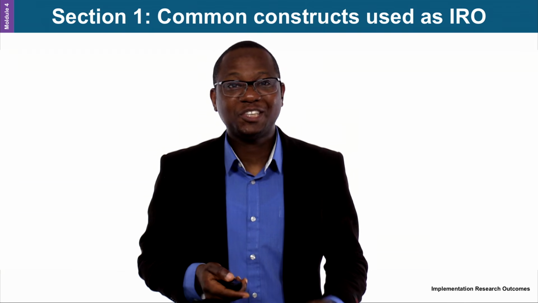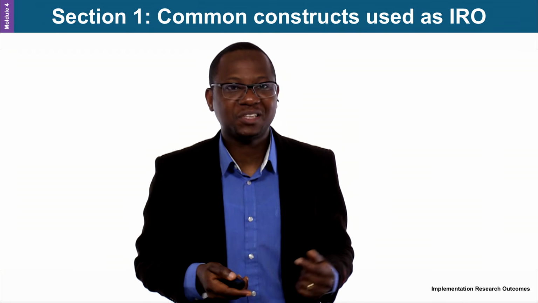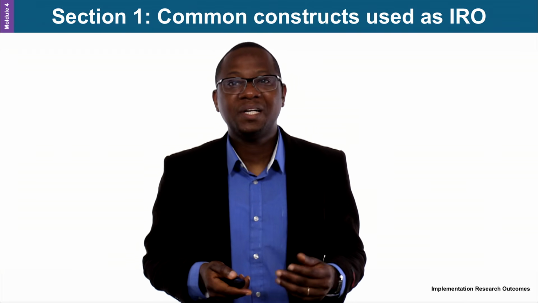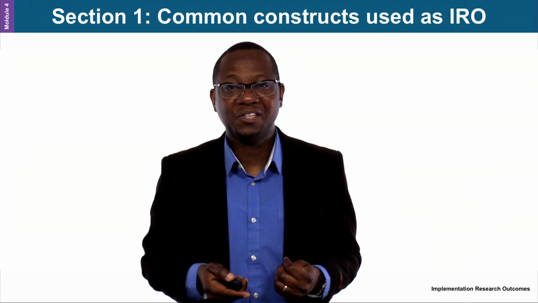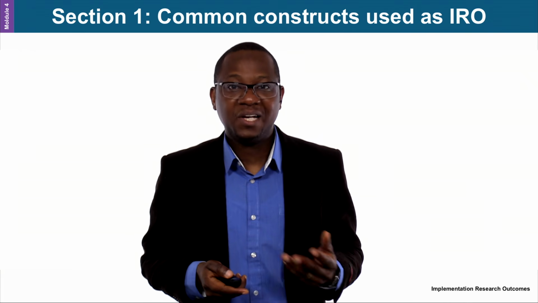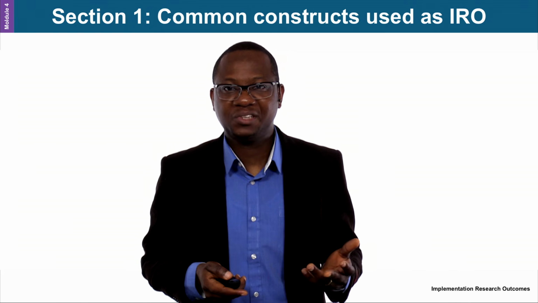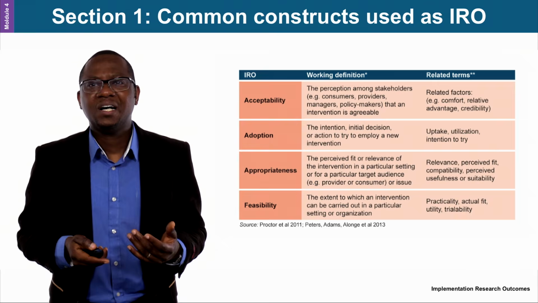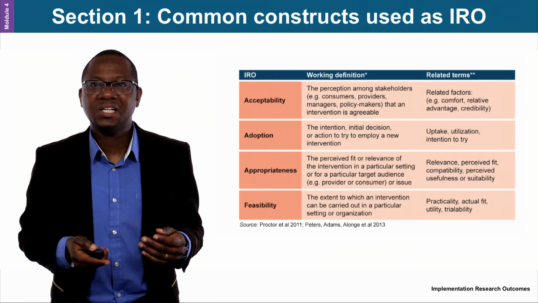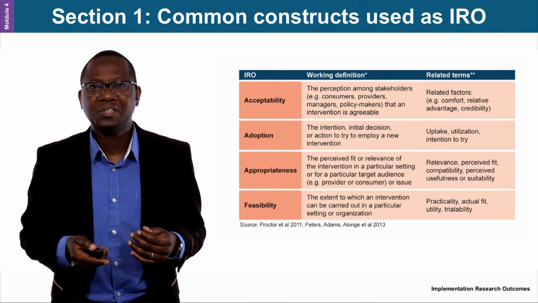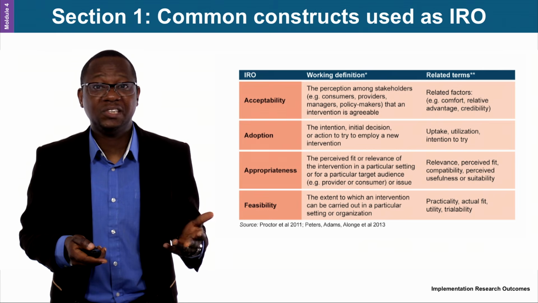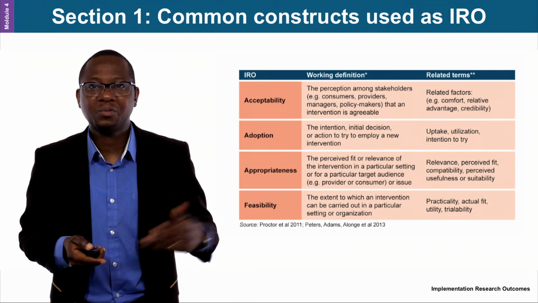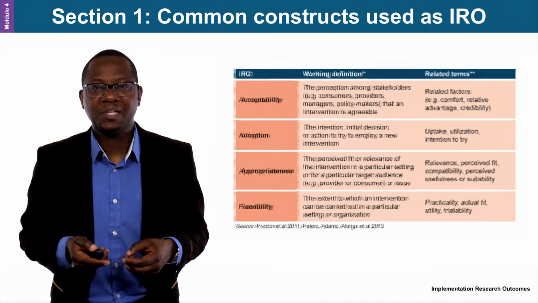readiness. We begin section 1 by looking at common constructs that have been used in public health studies as implementation research outcomes. I would like to clarify that these are not the only constructs that could be used or that are examples of implementation research outcomes, but these are the common ones that you'll find across the literature, not only for infectious disease or poverty, but also across different areas of public health.